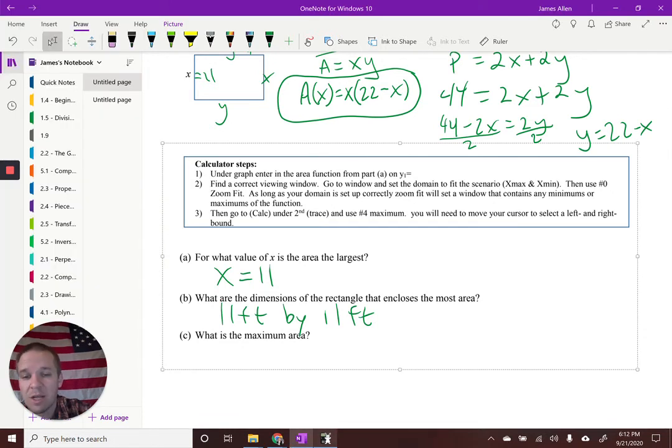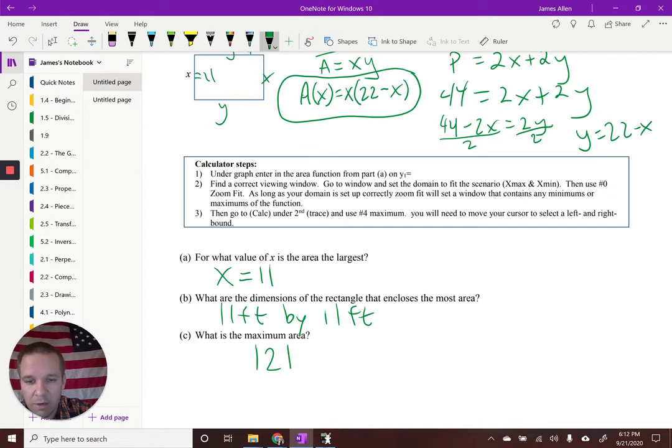That's our A of X, right? So that would be 121 feet squared. Beautiful. Done with that one. Yes, it's a square. That's kind of boring, but when we get into other stipulations, it starts changing it up. All right. But that's just our first example.